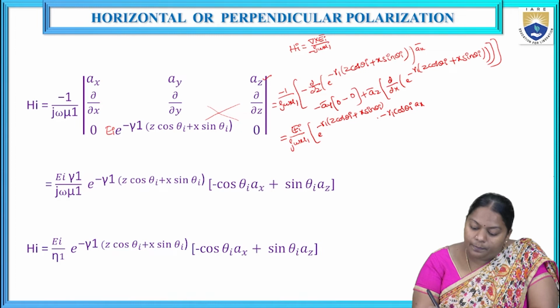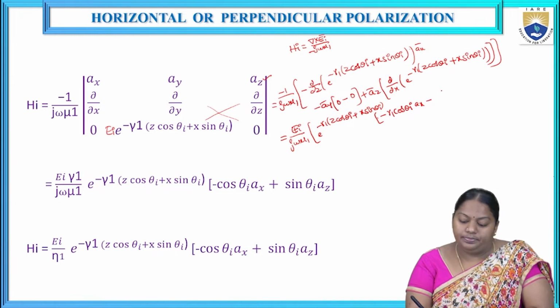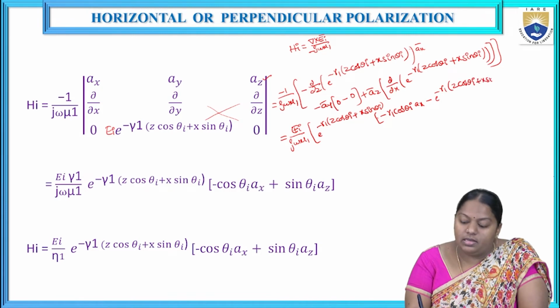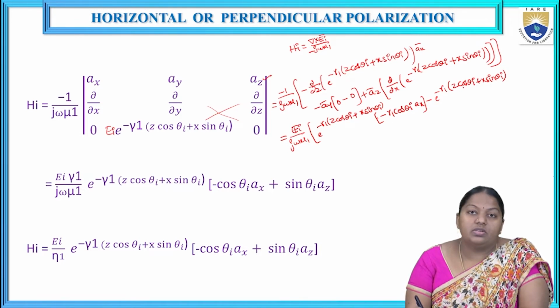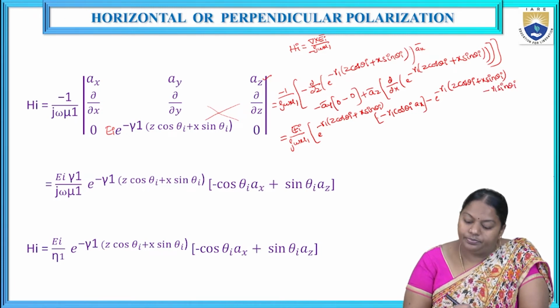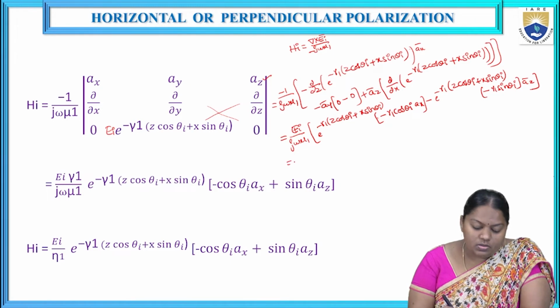Then, if you multiply this negative with this term, it becomes minus ∂/∂x of this thing, which means here it will be e^(-γ1(z cos θi + x sin θi)). Differentiating with respect to x, z can be treated as a constant, hence the differentiation of the constant becomes 0, and we get minus γ1 sin θi into az.